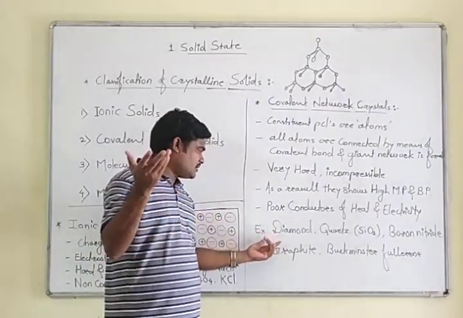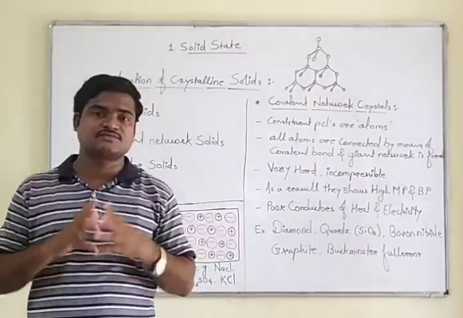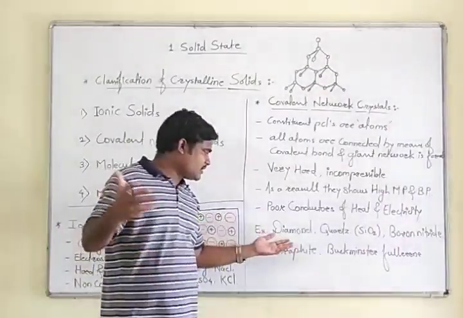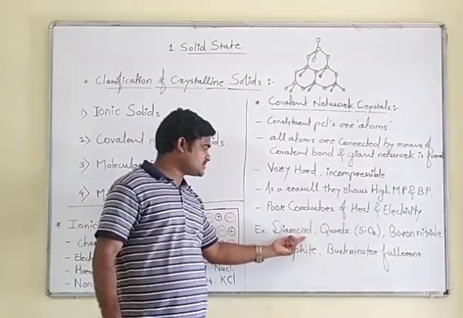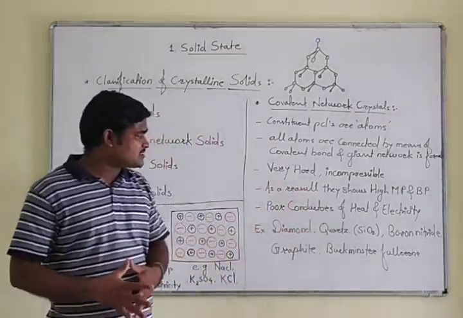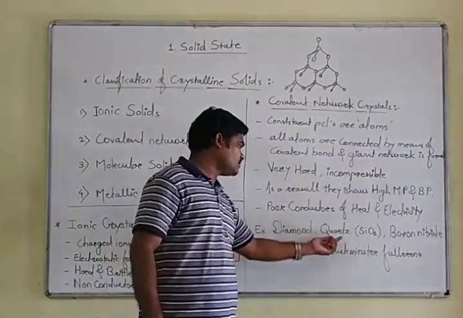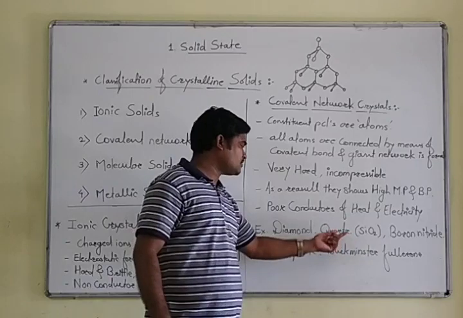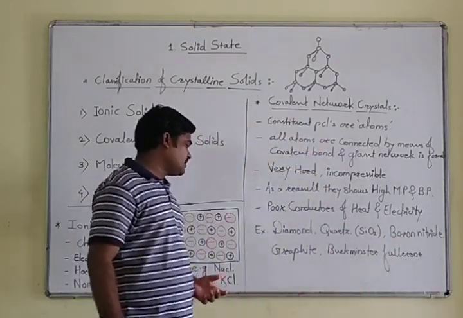And now some examples. We are taking some examples of covalent solids from our daily life. You will notice some examples. The first one is diamond, and then silicon oxide, whose common name is quartz. And the third example is boron nitride.